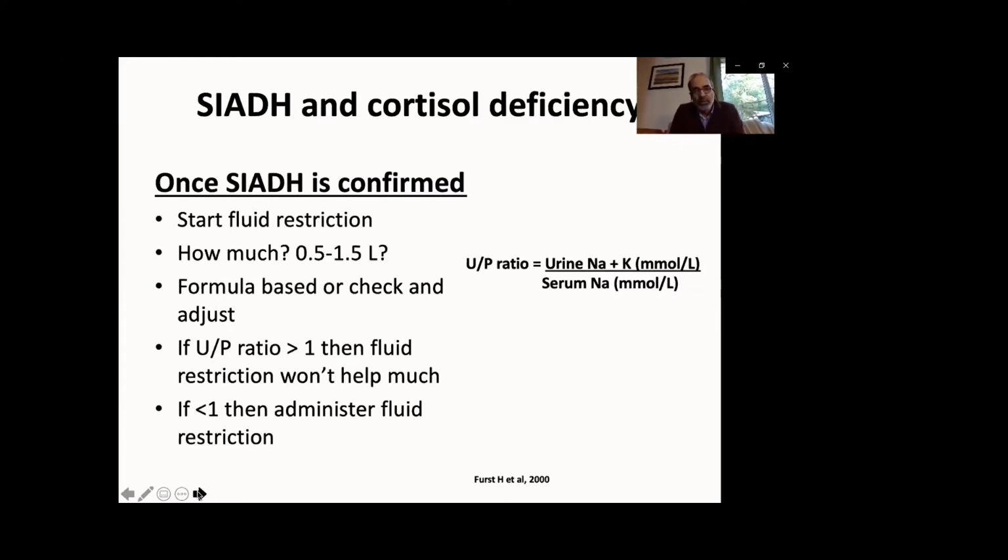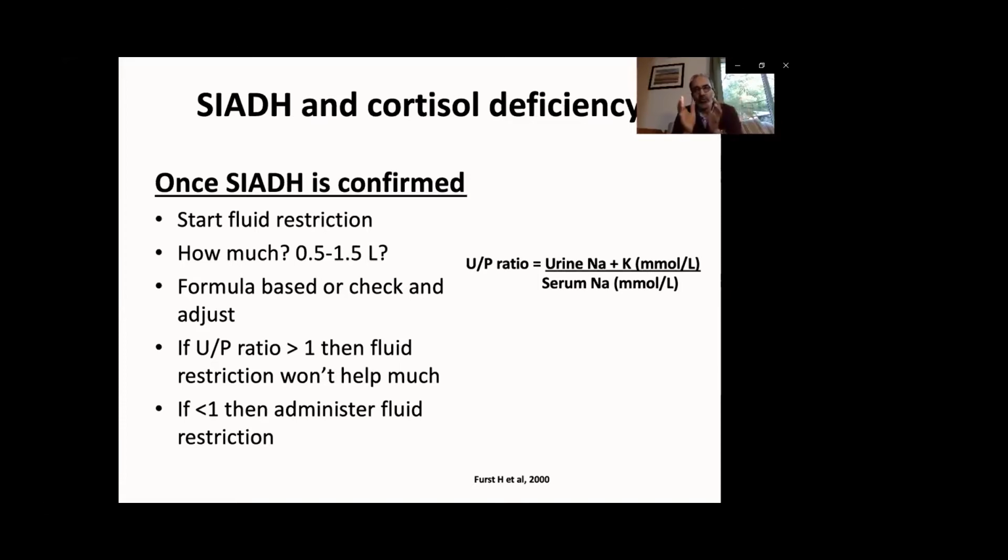How much? There is a formula called the FIRST formula, which is here on the right side. Essentially, you add urine sodium and potassium and divide that by serum sodium. If your answer is more than 1, this essentially means that the free water in the urine is already low, and the kidney is already trying to conserve as much water as possible. So fluid restriction is not going to be very helpful.